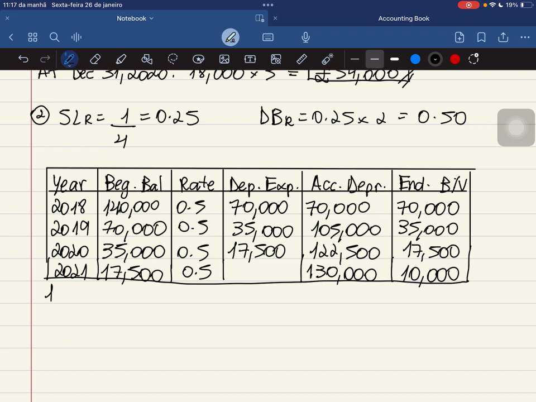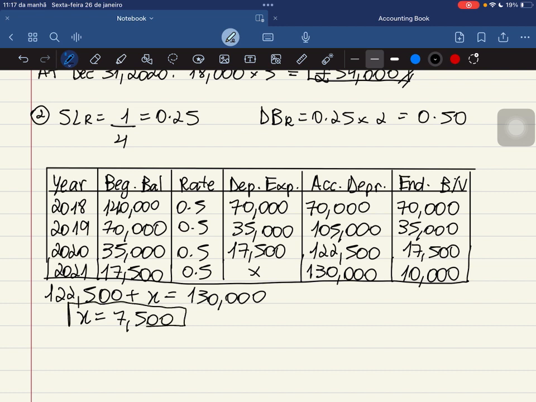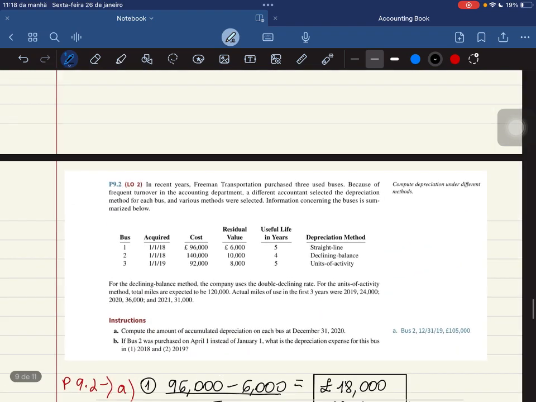Remember, accumulated depreciation is always either all of these together or this plus this. So we know for a fact that 122,500 plus whatever number it's going to be, x, has to equal 130,000. So for this x, we can just subtract, and that gives us 7,500. So this depreciation over here would have to be 7,500.